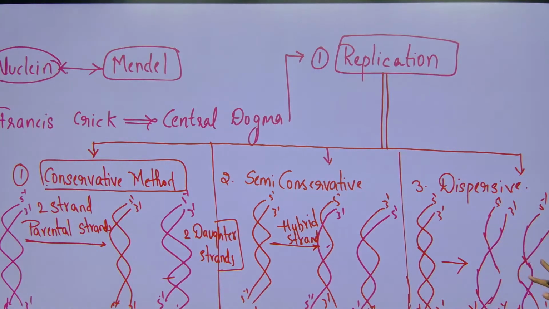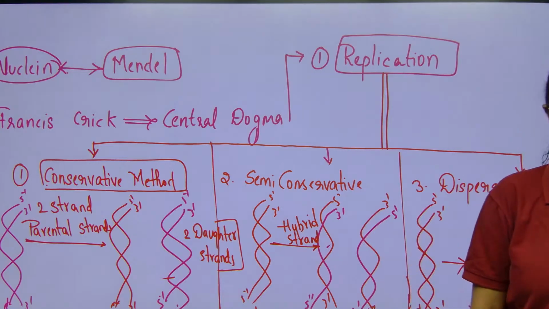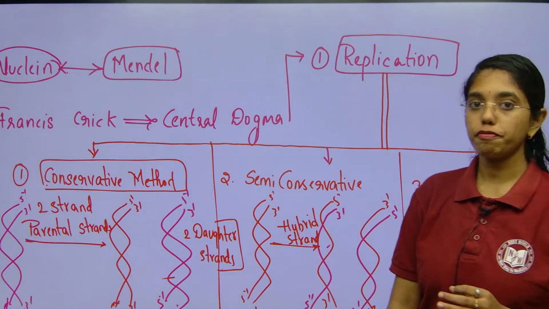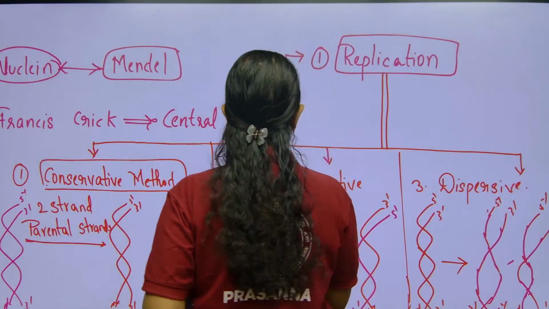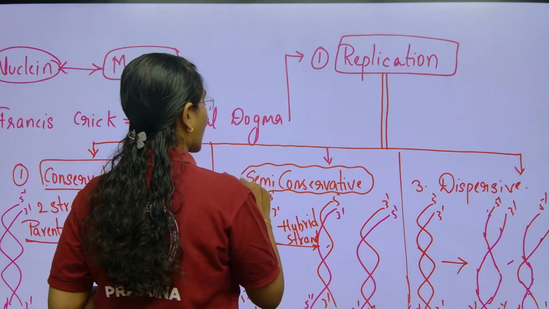So, this is the dispersive method of DNA replication. The bits and pieces of the parental strands will be present in the daughter strands, in the products. So, from the 3 models of DNA replication, the semi-conservative method of DNA replication is considered the most accepted model.